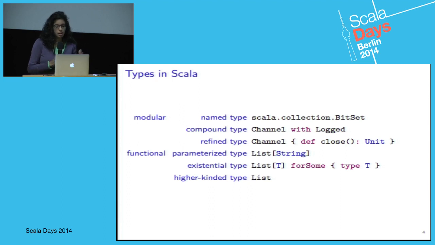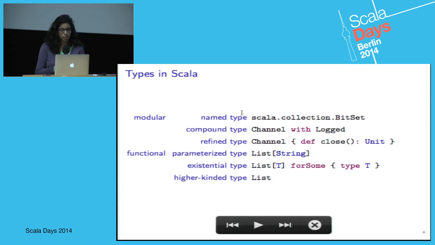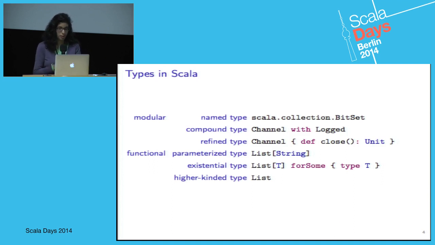So in Scala, you have a lot of different concepts for your types. And I guess we can group them into two categories. On the one hand, there are these modular or object-oriented features, such as just having a named type, or a compound type where you take two traits and mix them together. And the refined type where you start with some base type, here Channel for example, and you add some new methods or refine some pre-existing methods with more precise types.